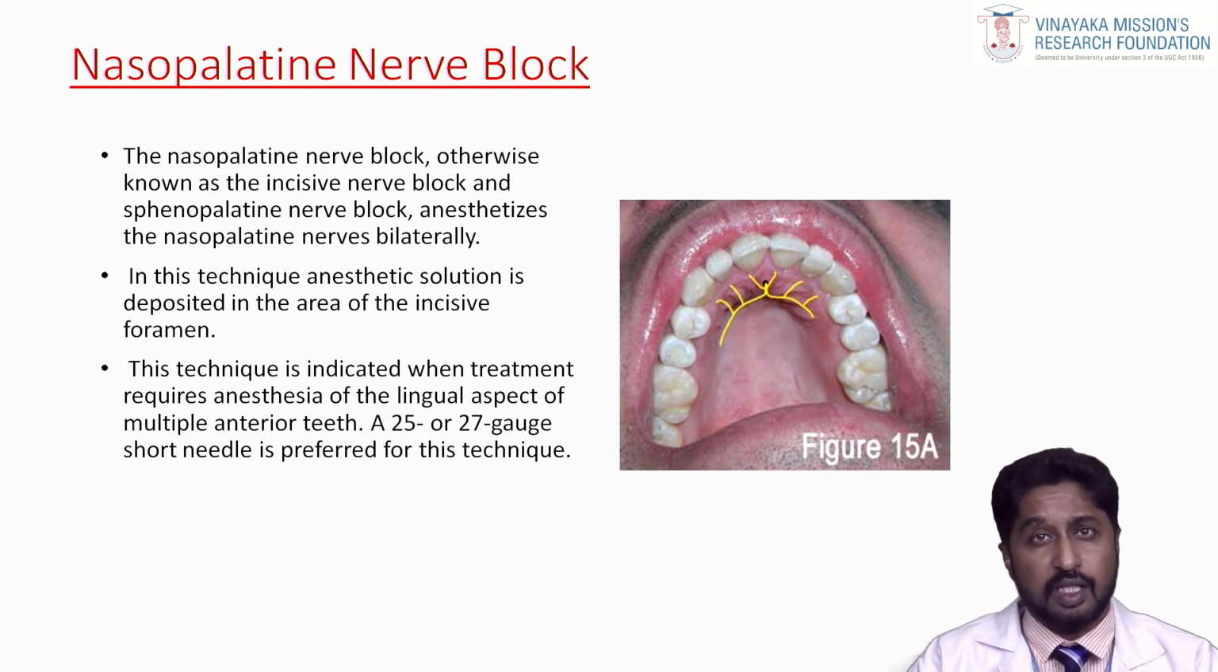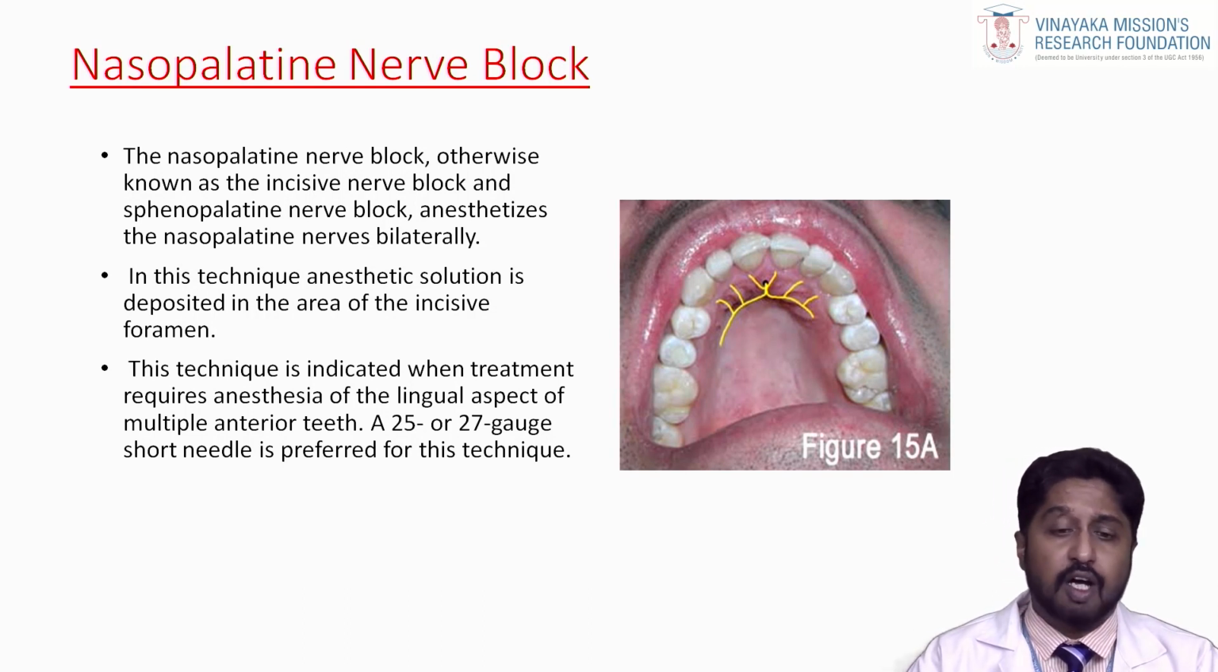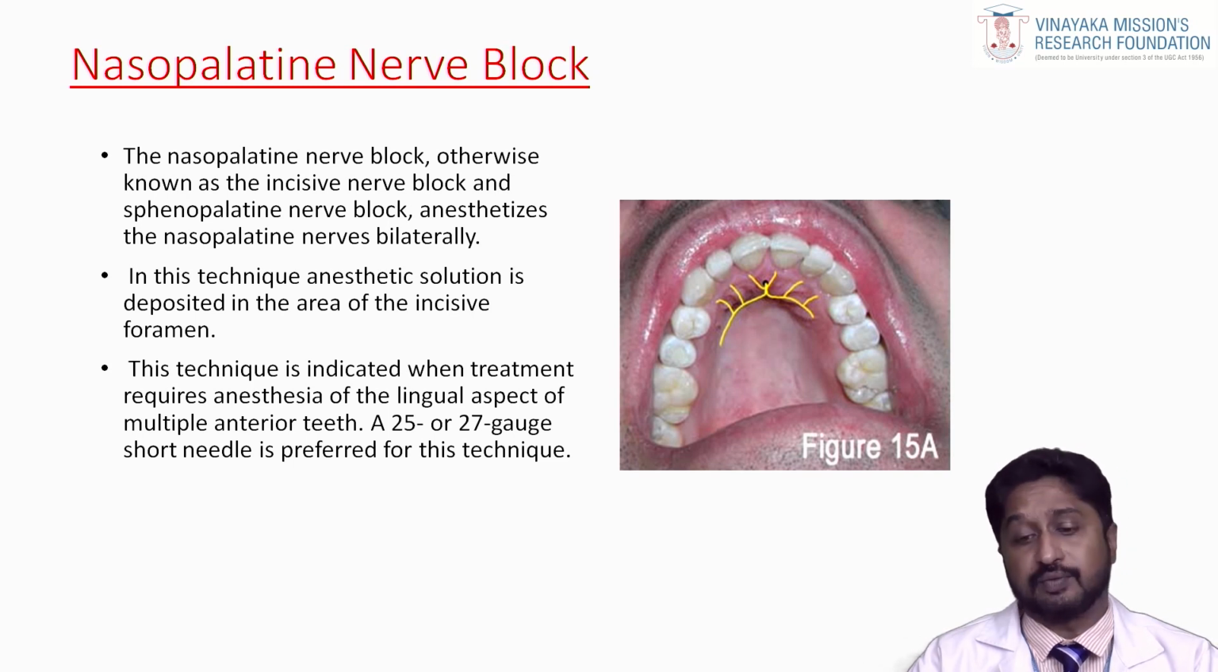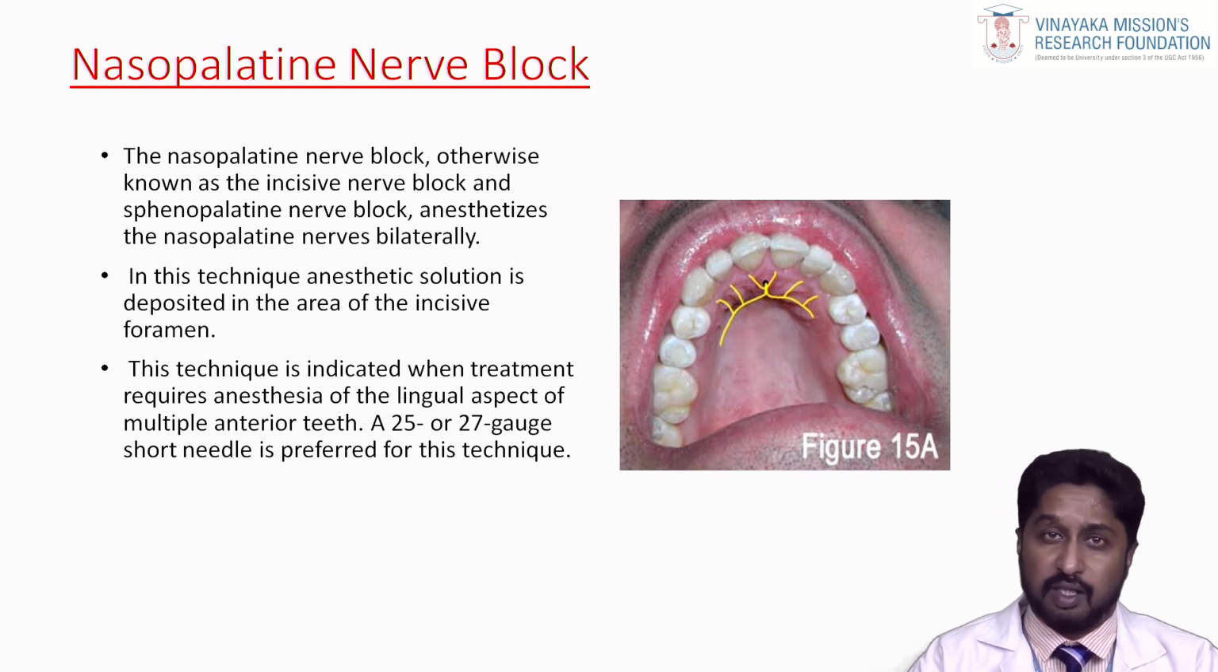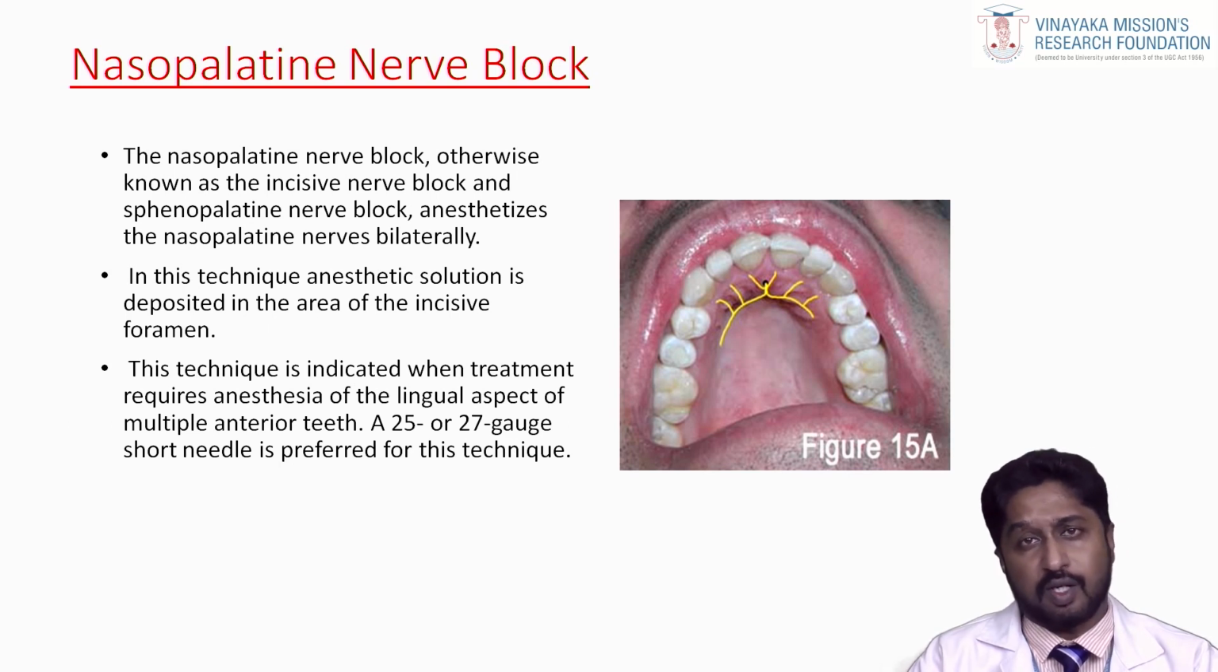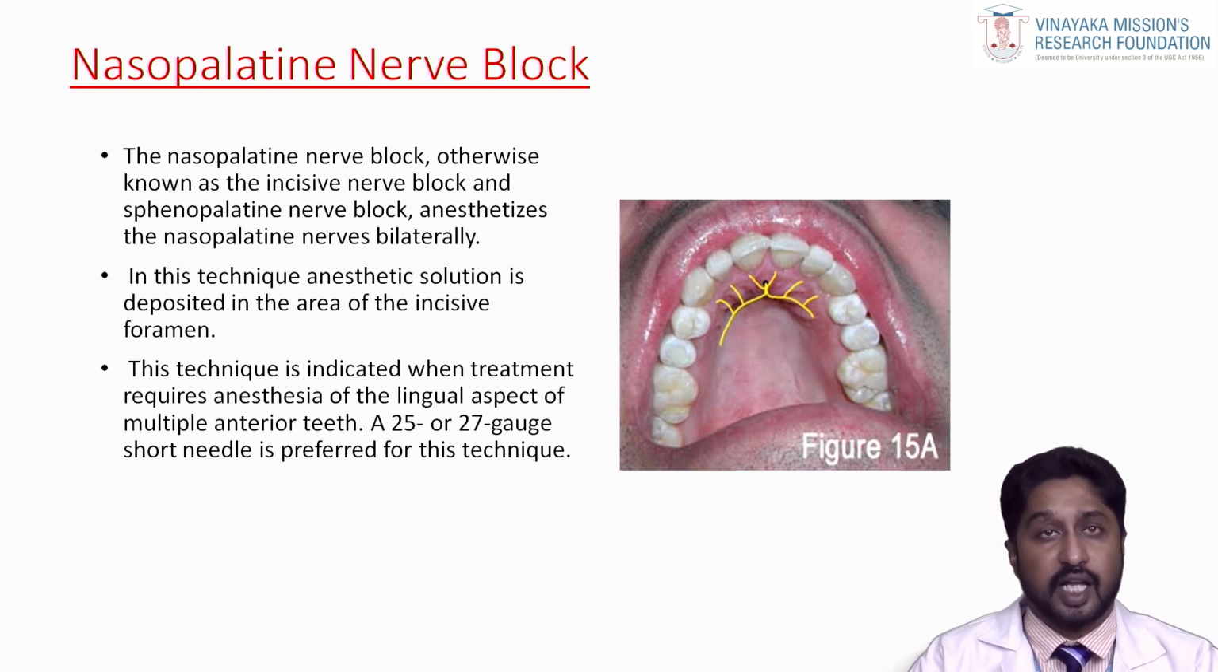This is another important nerve block. The nasopalatine nerve block, otherwise known as the incisive nerve block or sphenopalatine nerve block, anesthetizes the nasopalatine nerves bilaterally. So far, everything we have seen was on a particular quadrant. The three nerve blocks on the buccal side you give on only one quadrant, and in the same way the greater palatine you can give on only one quadrant. But in the nasopalatine nerve block, you give it in the middle and both quadrants will be anesthetized.